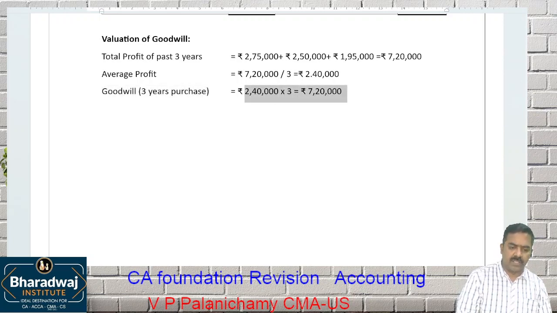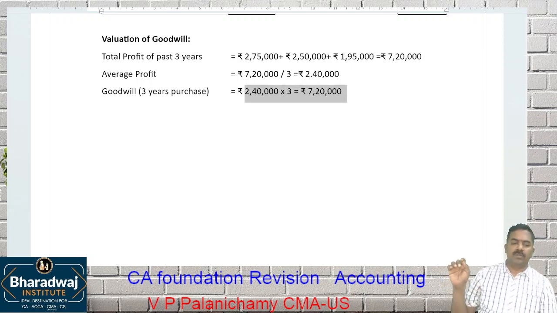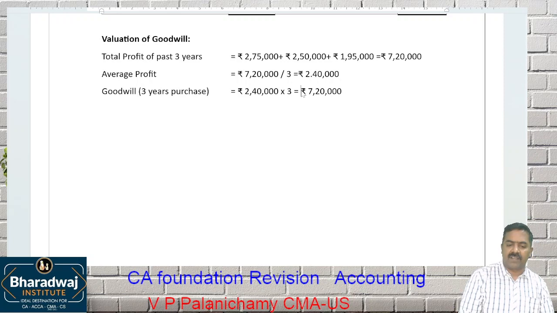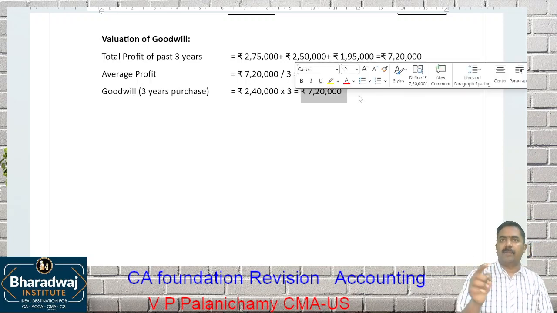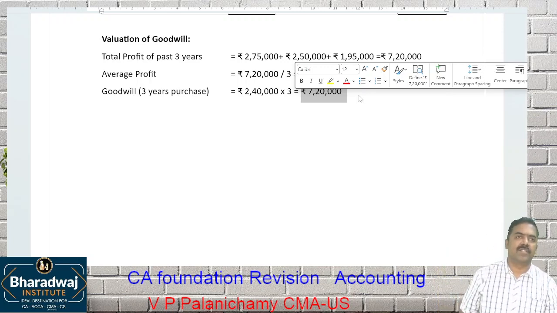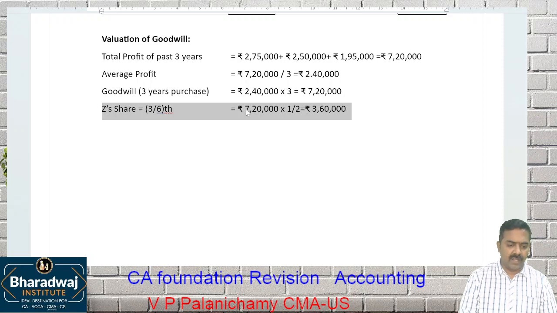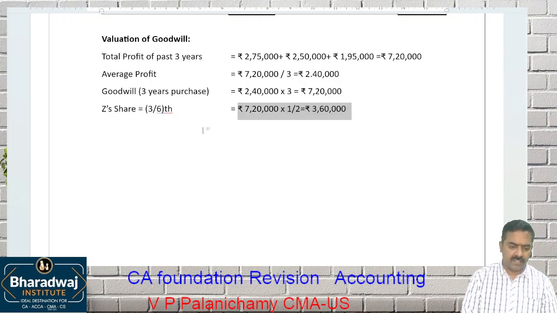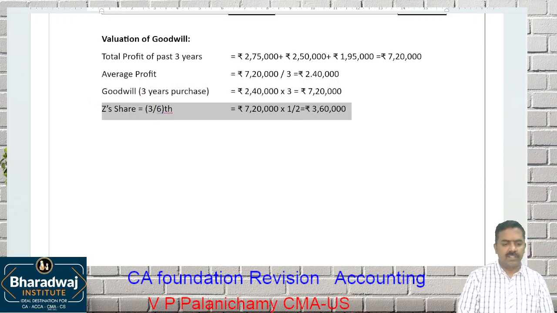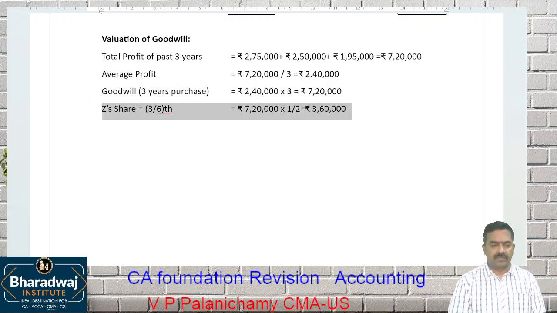So 2,40,000 into 3, 7,20,000. Are we going to raise the goodwill to old partners? No. We have to adjust through which account? Capital account. Will you make the adjustment for 7,20,000? No. Take the retiring partner's share. 7,20,000 is the total goodwill. In this, what is the retiring partner's share? 7,20,000 into 3 by 6. 3,60,000. This will be adjusted through capital account.